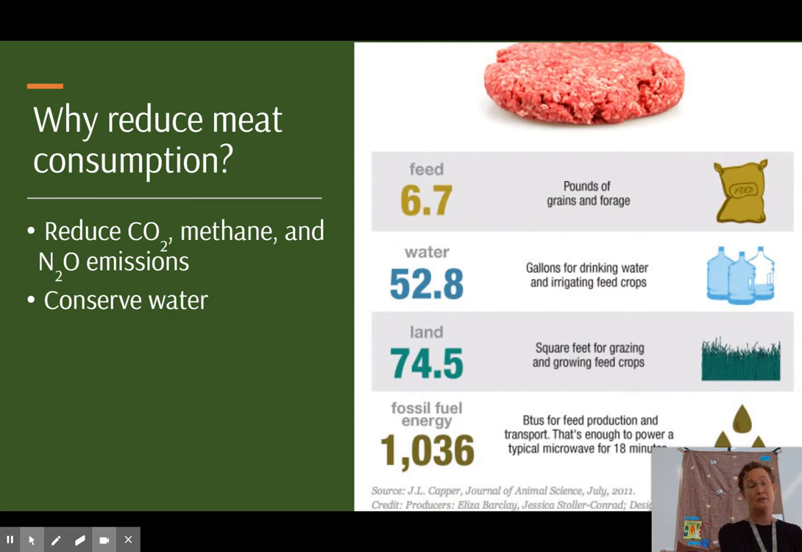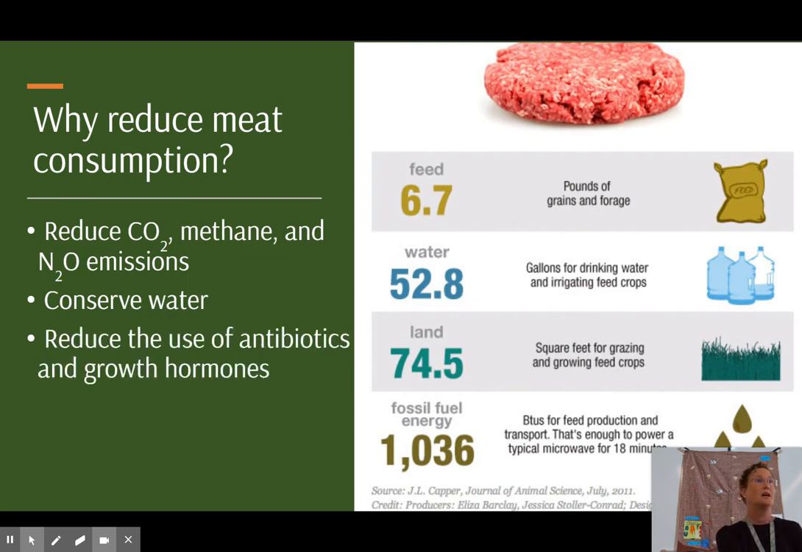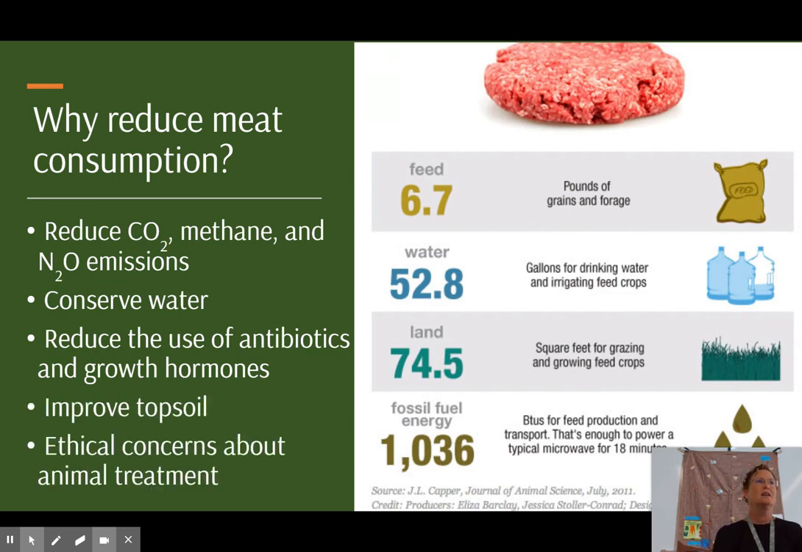You can conserve water if you eat less meat because it takes so much water to have the land watered and the animals drinking water. It reduces the amount of antibiotics and growth hormones, both things that can be harmful in the environment, and it improves the topsoil. Of course, there are the ethical concerns about animal treatment, not just that you don't want to kill something because you like the animal. That's one level of ethical concern, but there's also the level of ethical concern where how those animals are treated before they die.